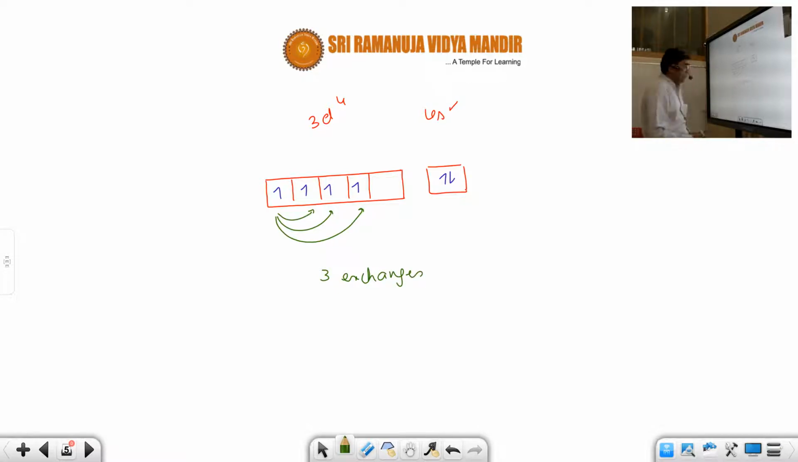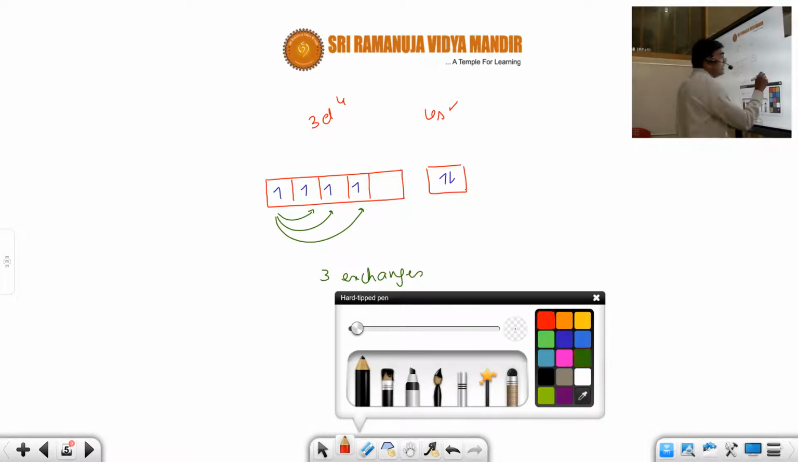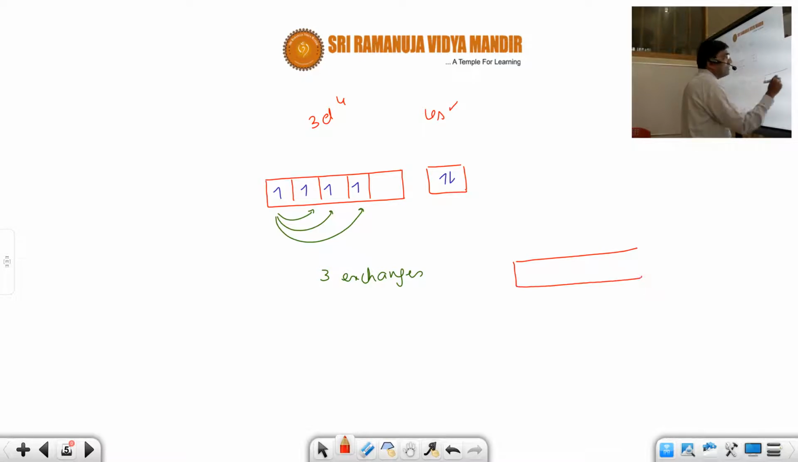Now let us see the other configuration, students. What is the other configuration? 3d5 4s1.